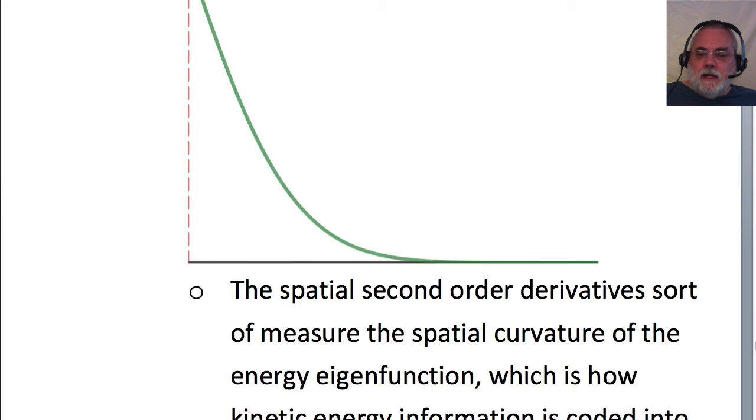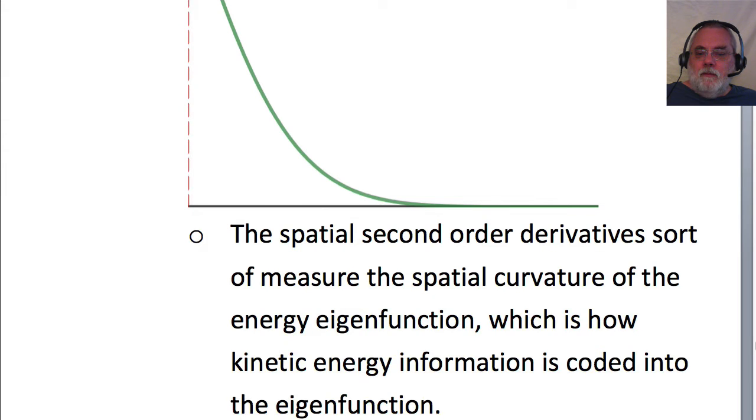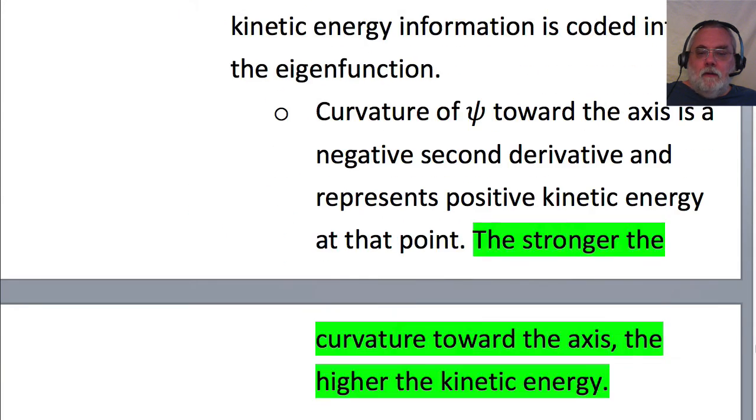The spatial second-order derivatives sort of measure the spatial curvature of the energy eigenfunction, which is how kinetic energy information is encoded into the eigenfunction. Curvature of psi toward the axis is a negative second derivative and represents positive kinetic energy at that point. The stronger the curvature toward the axis, the higher the kinetic energy.